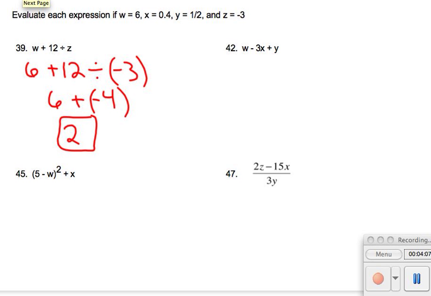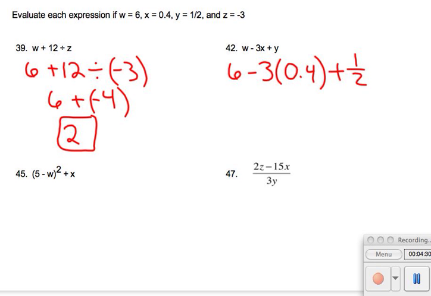Problem 42 has us doing the same thing. W is a 6. Now we're going to take 3 times x, which is a 0.4, and then we're going to add y, which is 1/2. Again, follow your order of operations. We have to do our multiplication shown. Again, there's no exponents. The parentheses I put in there show that I'm multiplying 3 times the 0.4.